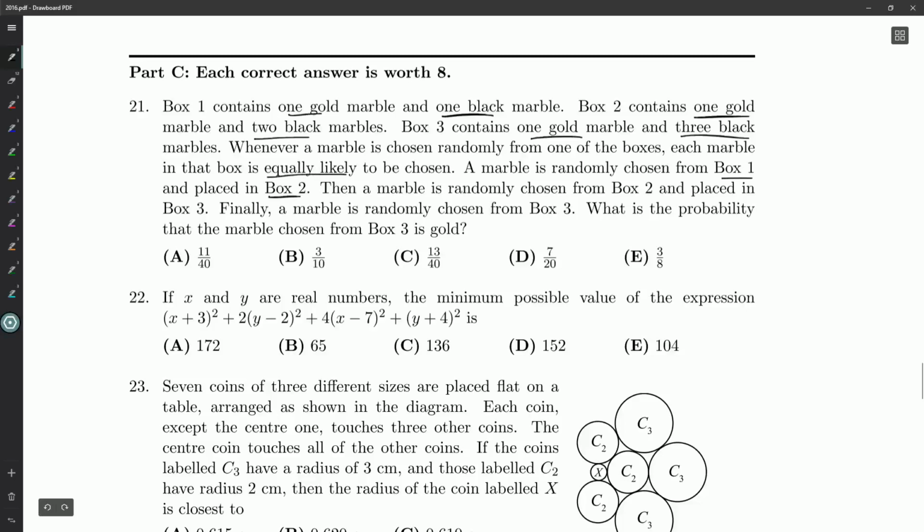So if I choose the gold, then box 2 would have 2 gold and 2 black. Then a marble is randomly chosen from box 2 and placed in box 3. Finally, a marble is randomly chosen from box 3. What is the probability that the marble chosen from box 3 is gold? And we have various fractions as our answers.